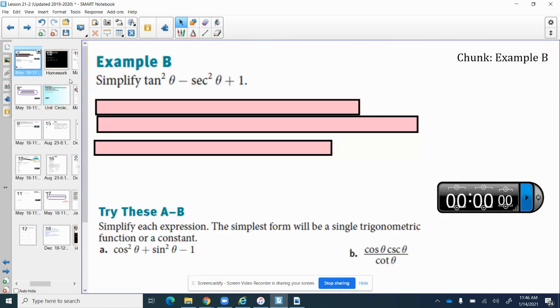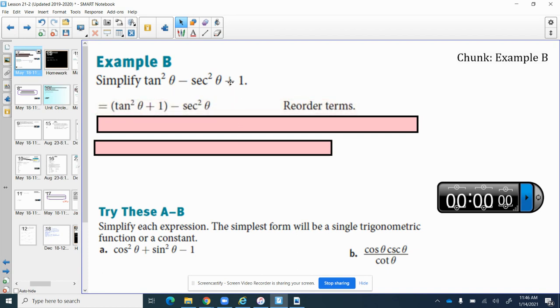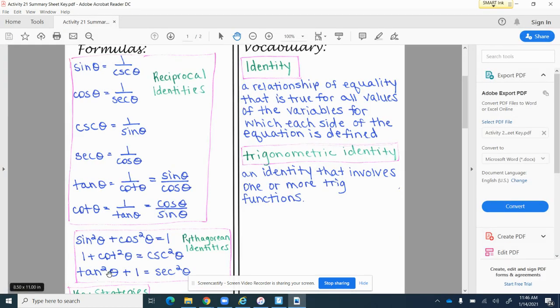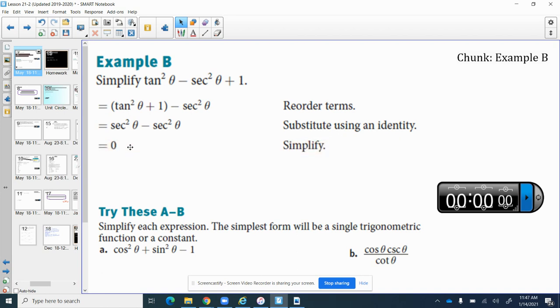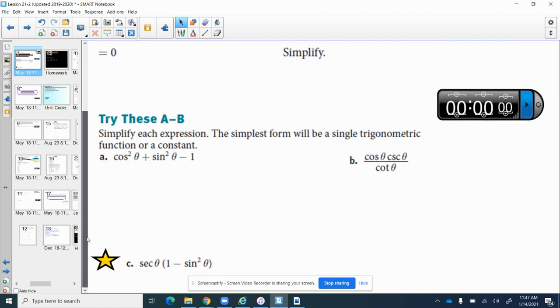Another example is part B, example B here, where we have tangent squared theta minus secant squared theta plus 1. Well, the first thing they do is they take tangent squared plus 1. They reorder this because using our list of Pythagorean identities, tangent squared plus 1 equals secant squared, and then we end up with secant squared minus secant squared, or 0. Okay, so now we're going to try simplifying some on our own, and again, looking at that list of strategies will be helpful to us.